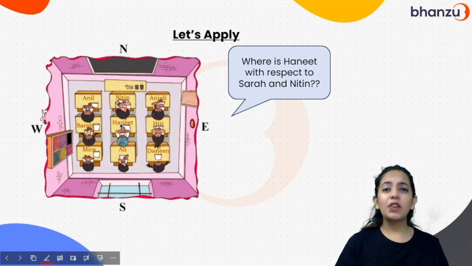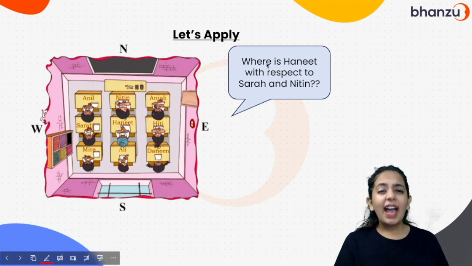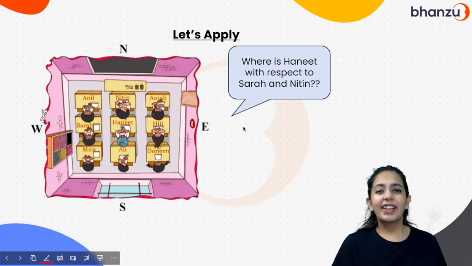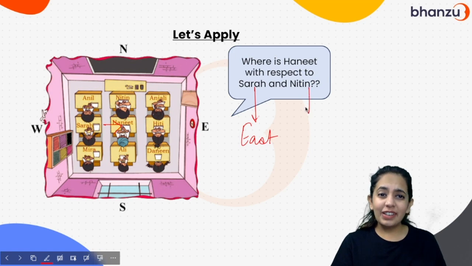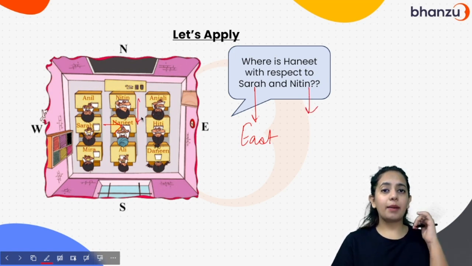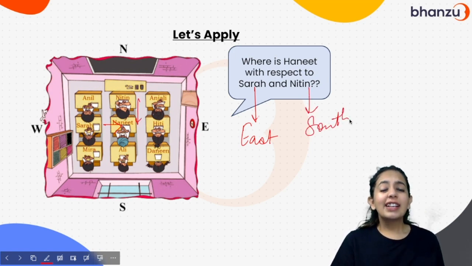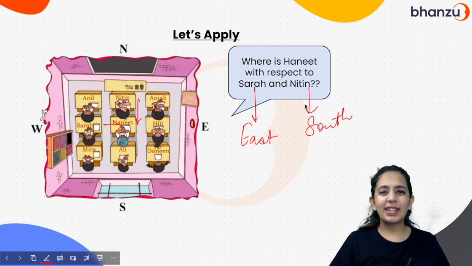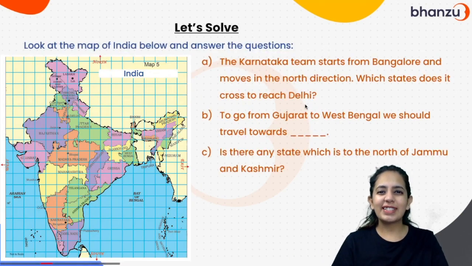Now let's apply all of our understanding to the question that I asked you in the beginning. The question is, where is Haneet with respect to Sarah and with respect to Nitin? Sarah will say that Haneet is in the east direction. But Nitin will say that Haneet is at the back, meaning in the south direction. So we have already learnt that directions are always relative to one's position, and here is the example of it. Now let's answer a few more questions to master this concept.